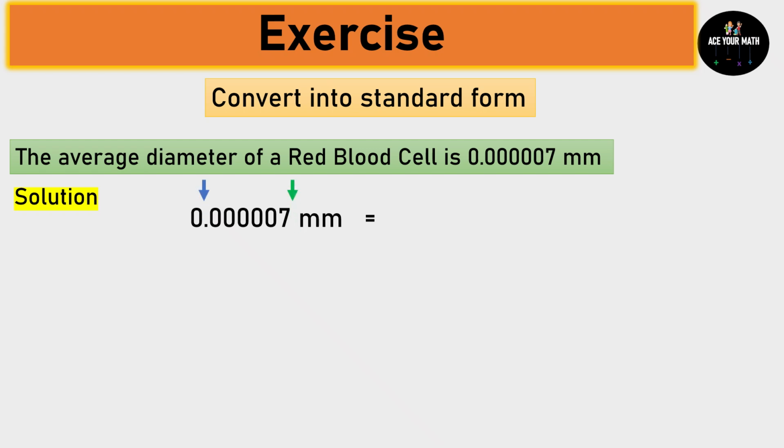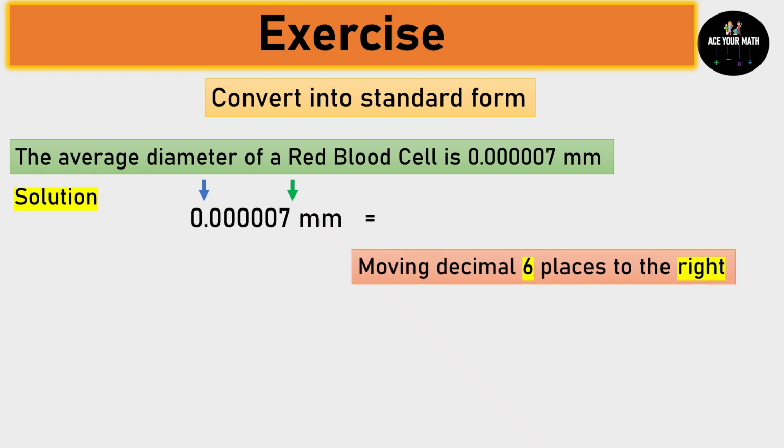Now, how many digits are coming in between, from where you are shifting? You are moving the decimal 6 places to the right. When you move to the right, you always put a negative sign. So it will become 7 times 10 raised to the power minus 6 millimeter.